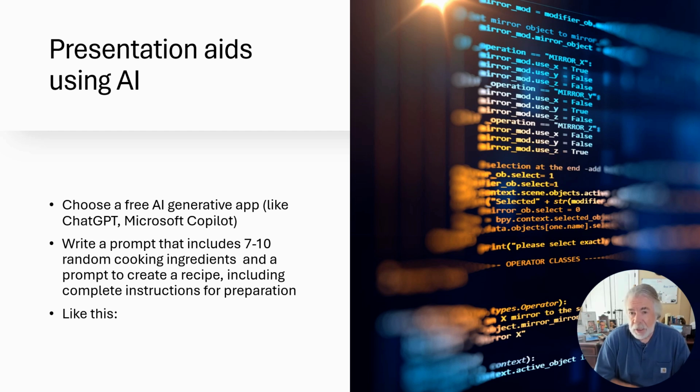To really put AI to the test, can it create a recipe out of these 7 to 10 more or less random ingredients? Now, don't get goofy and include things that you wouldn't ever eat, but get creative. And then you're going to tell it to make a recipe, including complete preparation instructions. Here's an example of what I'm talking about.